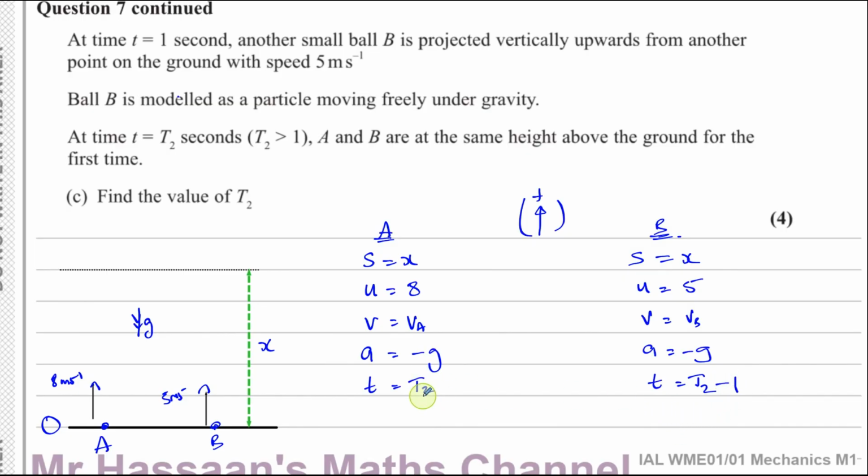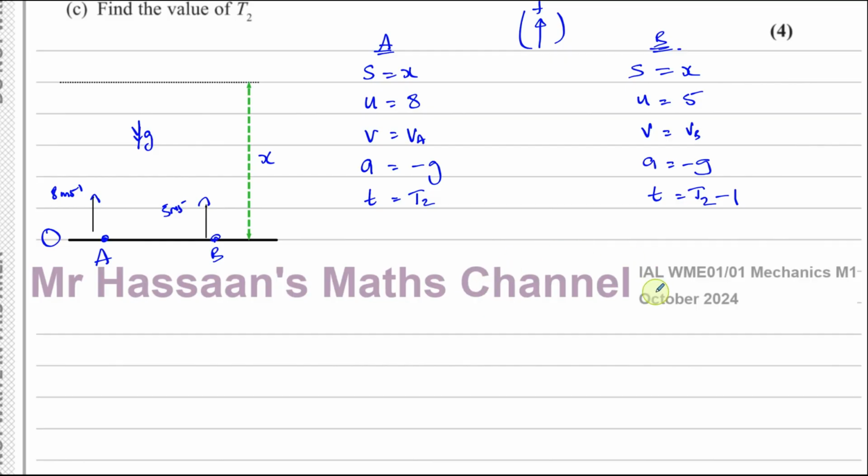If you think about it, if A was projected and has been in the air for 3 seconds, B was projected 1 second later, so it's been in the air for 2 seconds only. So you don't put +1 here, you put -1 here. Very important. t2 is defined as the time after A was projected. So t2 is the time that A has been in the air, and t2 minus 1 is the time that B has been in the air. We have to be very, very careful about that. Now we've got s.